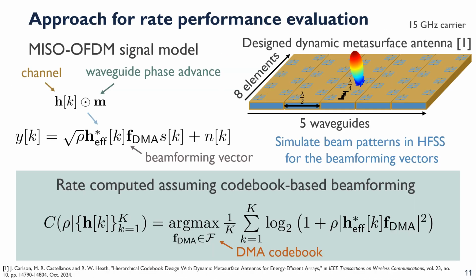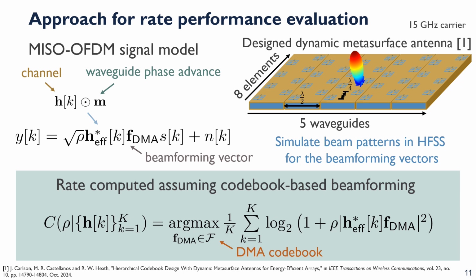We can now discuss a little bit more about our approach for the rate performance evaluation. So our MISO OFDM signal model for our DMA is going to consist of an effective wireless channel where we incorporate the actual wireless channel, which is in our case going to be a simple line of sight channel just for simplicity for our analysis. We also lump that waveguide phase advance term into that channel as well to create an effective wireless channel for our MISO OFDM signal model. Then with this effective channel, we have our DMA beamforming vector, which consists of those Lorentzian constrained weights on that curve that we saw in the previous slide.